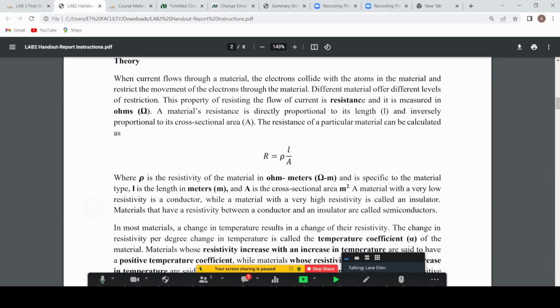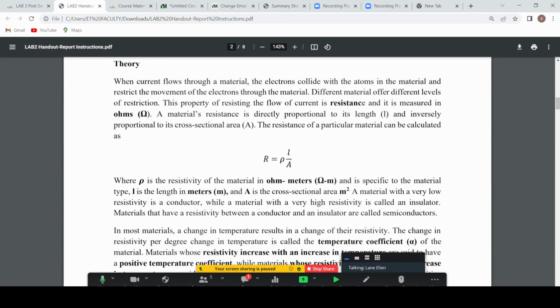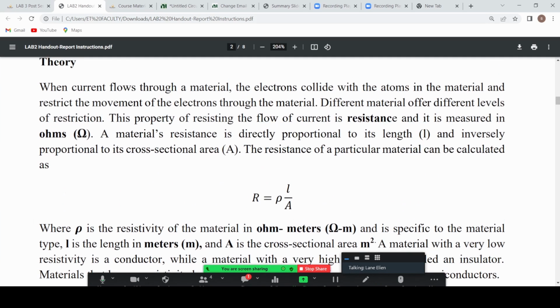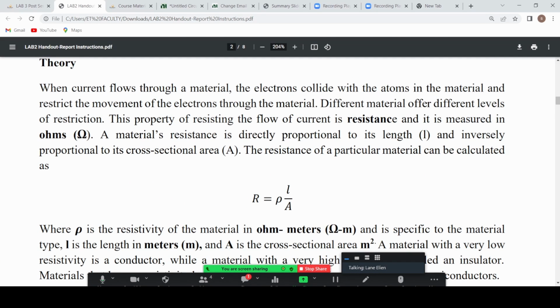So let's look at our theory. Like I said, we'll talk about resistance and resistivity, and we will see that all materials have that property of resistivity, and this is how we can actually design resistors. So let's look at the theory. When current flows through a material, electrons collide with the atoms in the material and restrict the movement of electrons through the material. A different material offers different levels of restriction.